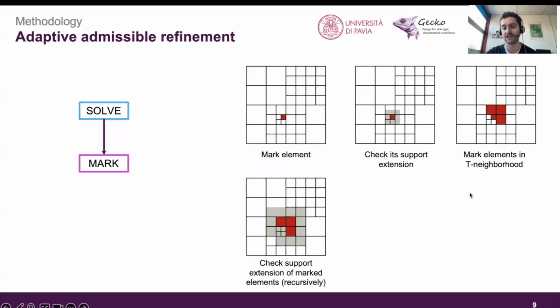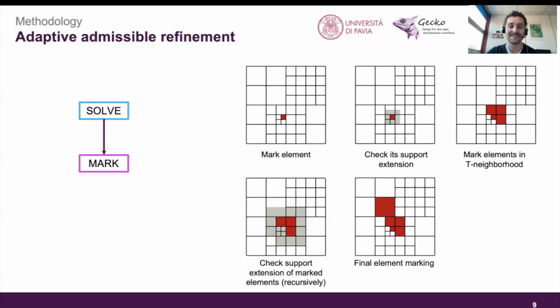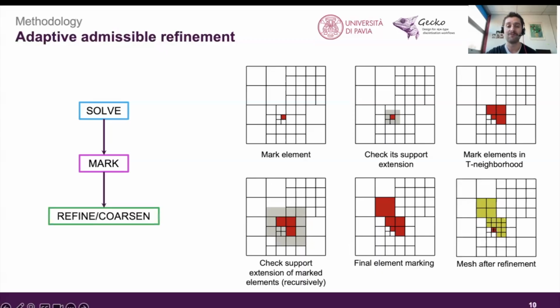And then we do this in a recursive fashion, so we also check the support extension of the newly marked elements to indeed ensure that we have an admissible refinement. And from marking this small element in the beginning, we end up with this final element marking, which results in such a mesh. This, of course, is repeated every time we solve the equation. We mark and we see how our solution has evolved in that time step.